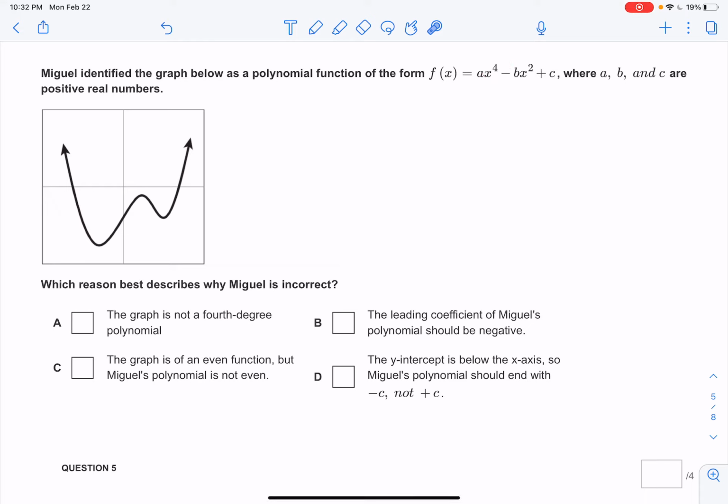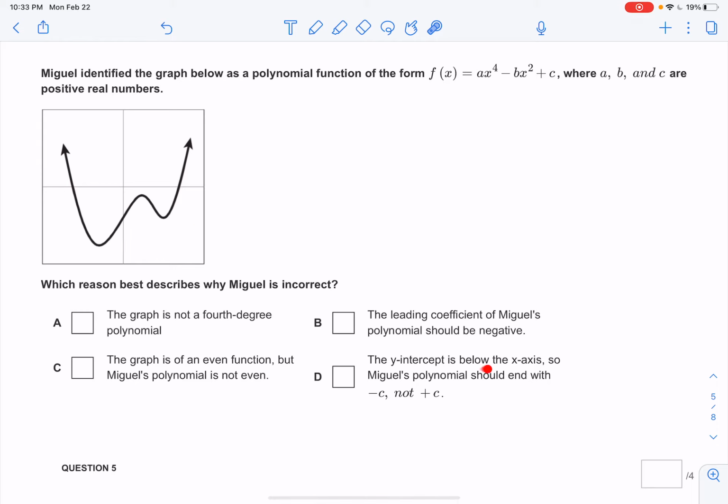Okay, the graph is an even function, but Miguel's polynomial is not even. Is this an even function? Are they facing the same direction? The leading coefficient of Miguel's polynomial should be negative. Should this a be negative? Should these guys be facing down? Are these guys facing down?